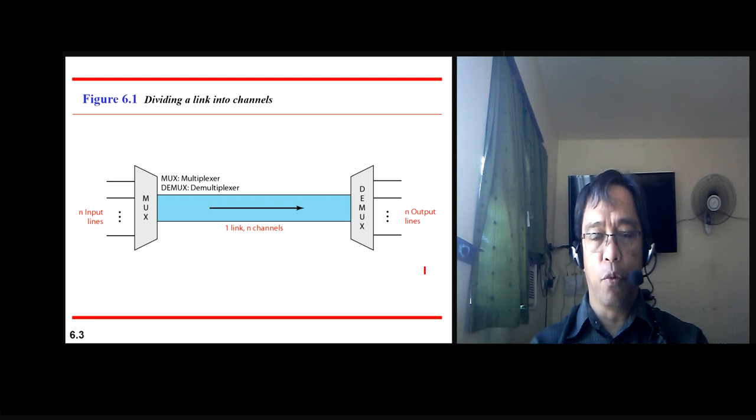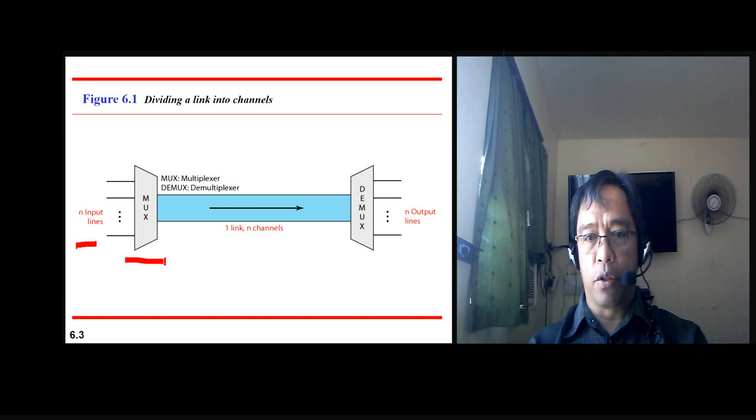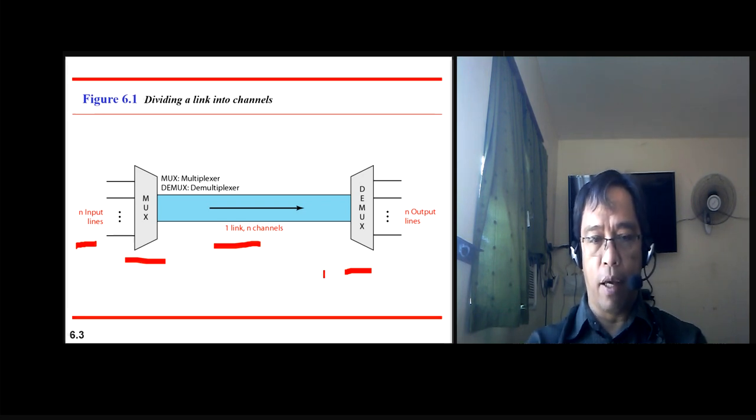In Figure 6.1, a typical multiplex system with N lines, the MUX combines the streams onto N channels. At the receiver, the DEMUX isolates the streams and directs them to the corresponding lines. Take note, the word link refers to the physical path, while channel refers to the portion of a link that carries a transmission between a given pair of lines. One link can have many N channels.